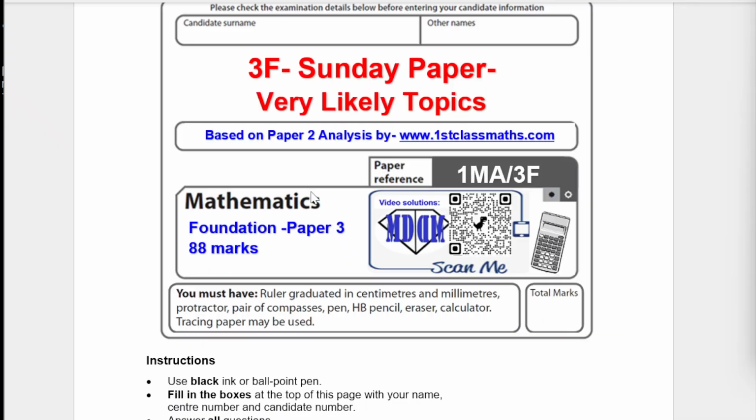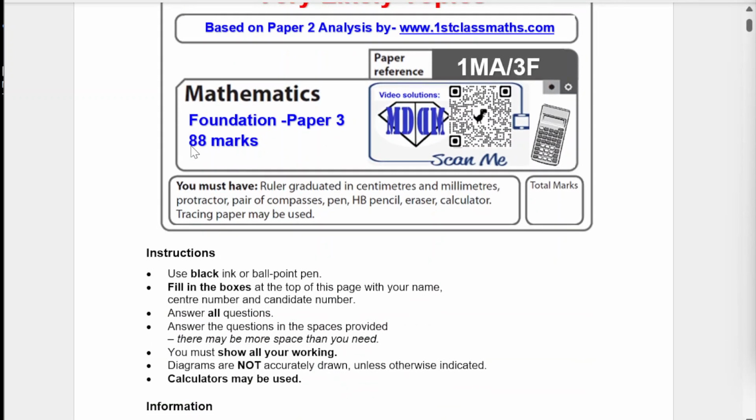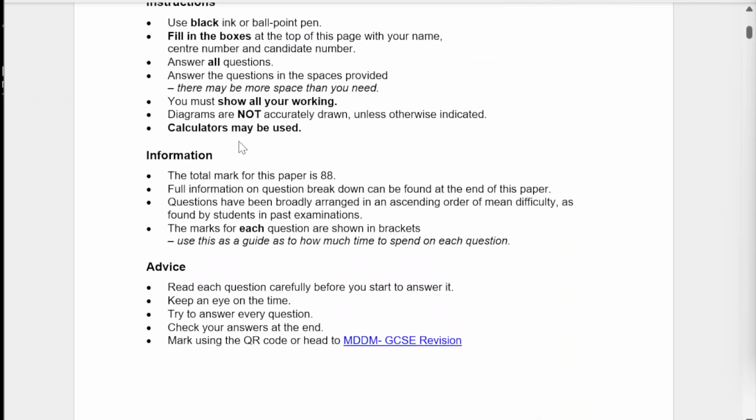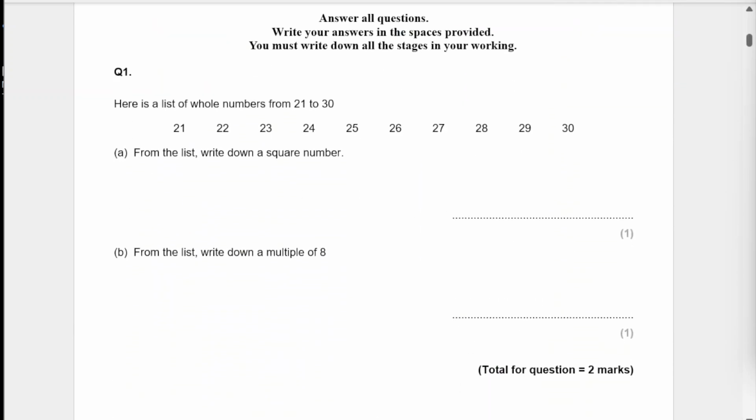So this is a copy of the paper, like mentioned. You can find a copy of it linked in the description for the video. What I've produced is a Sunday paper, so I've taken slightly easier, very likely topic questions and produced a paper. It's 88 marks. We'll crack straight on with question 1.